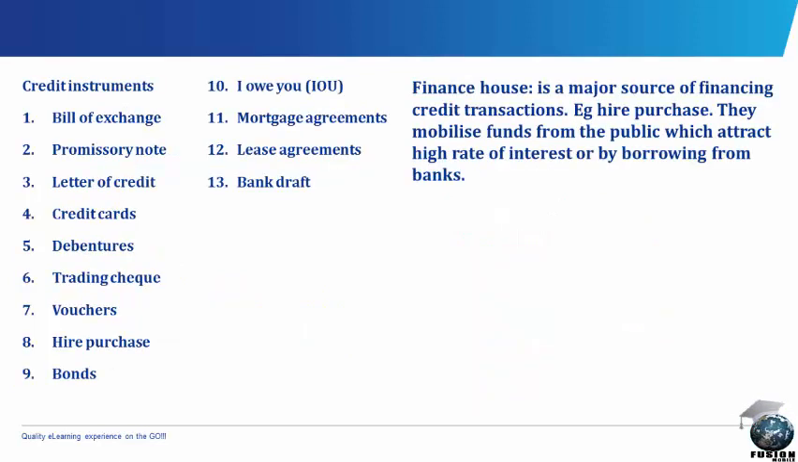We have credit instruments. Credit instruments are written documents or agreements as evidence of repayment in credit transactions. They are numerous and cover a variety of ways in which credits are extended. They include the bill of exchange, the promissory note, the letter of credit, the credit cards, the debentures, the trading check, the vouchers, the hire purchase contract, the bonds, the IOU, the mortgage agreement, the lease agreement, the bank draft.